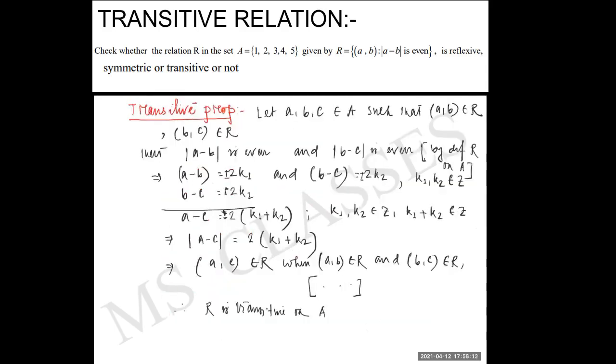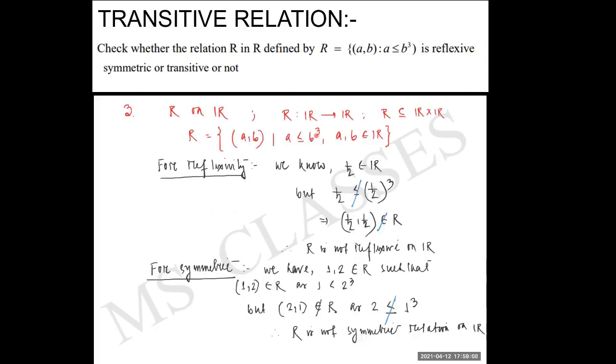When a relation is reflexive, symmetric as well as transitive, what do we say? It is an equivalence relation. This one we have not done transitivity, so we'll do the transitivity now.